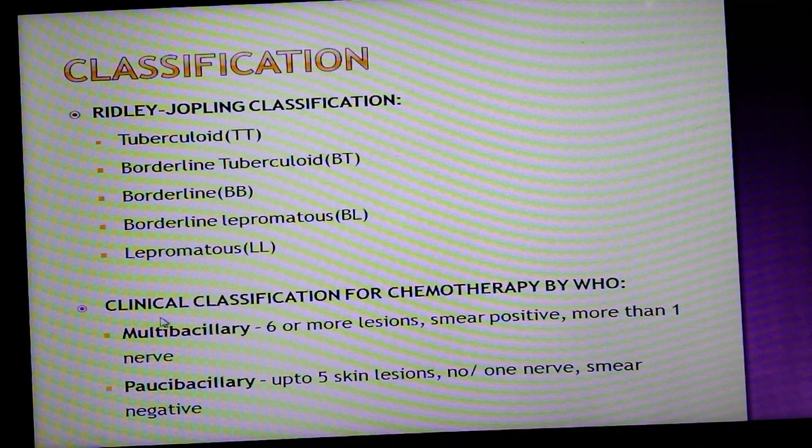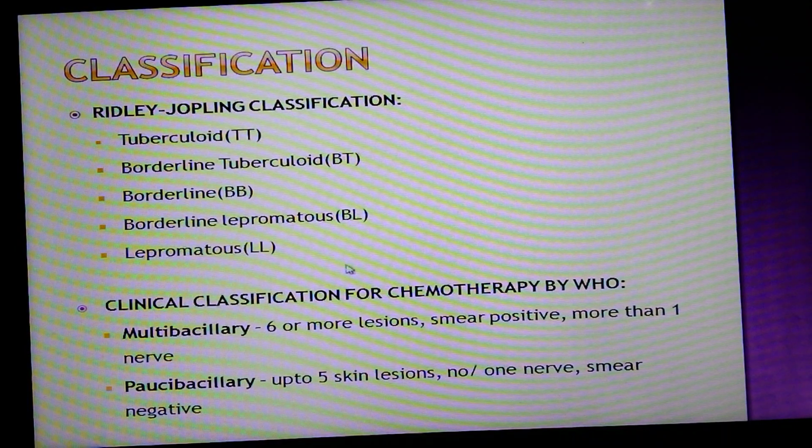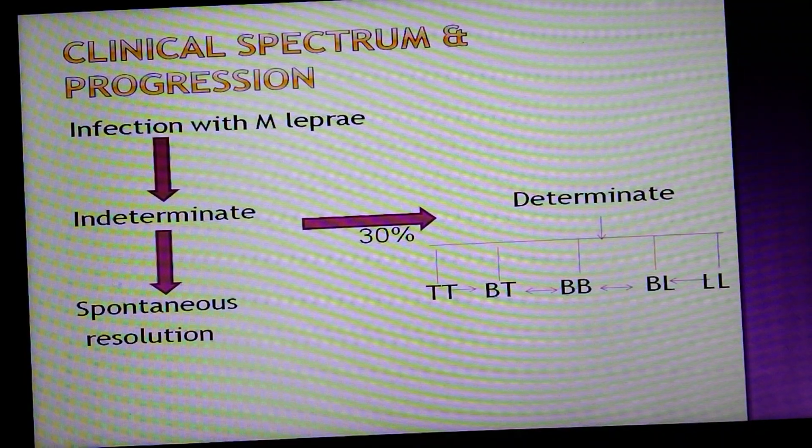The next we have is the clinical classification for chemotherapy by the World Health Organization. The first clinical classification is multibacillary. Multibacillary means where 6 or more lesions can be seen, smear will be positive, and more than one nerve is involved. For this we call it multibacillary. Next is paucibacillary: up to 5 skin lesions, and no or one nerve. Smear will be negative here.